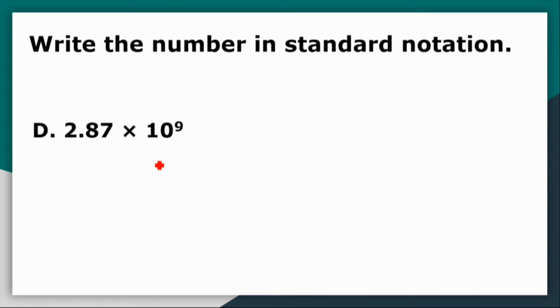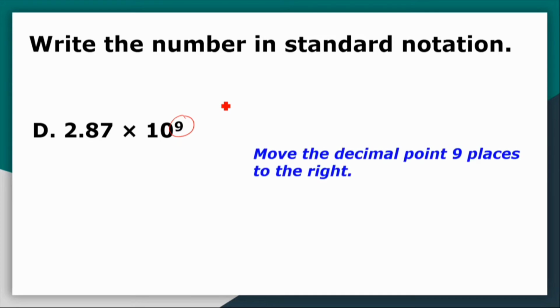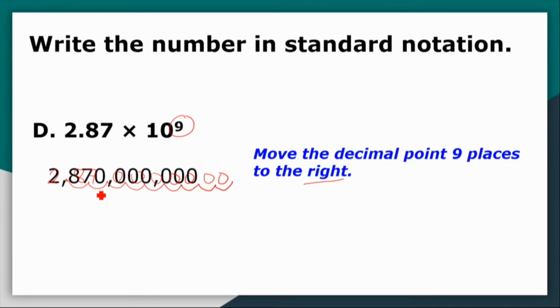Write the number in standard notation. 2.87 times 10 to the 9. Again, we have positive 9. So it means we're going to move our decimal point 9 places to the right. 2.87, 9 places to the right: 1, 2, 3, 4, 5, 6, 7, 8, 9. So we're going to add 7 zeros there. So our final answer is 2,870,000,000.